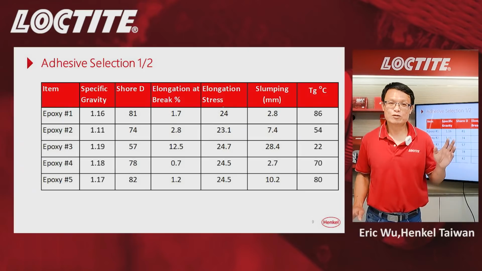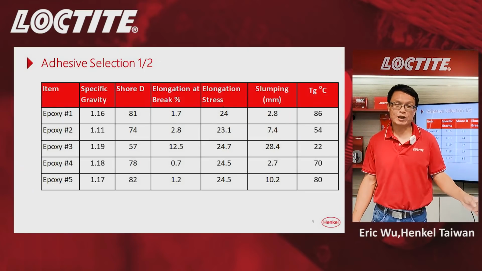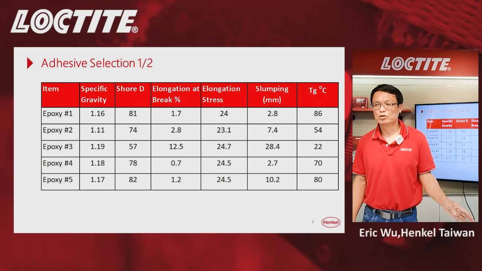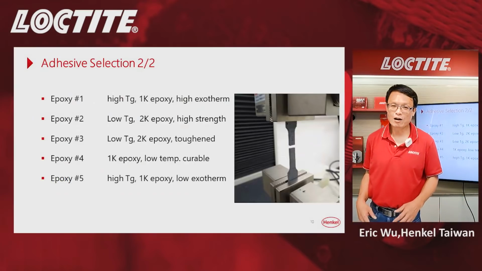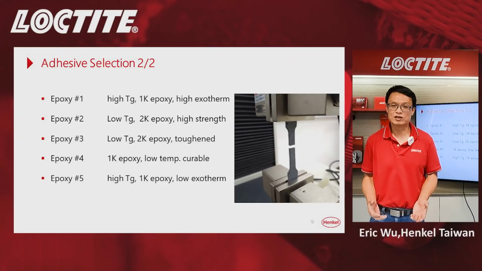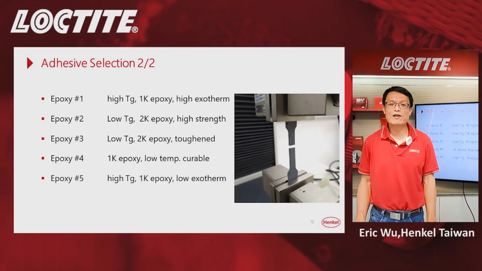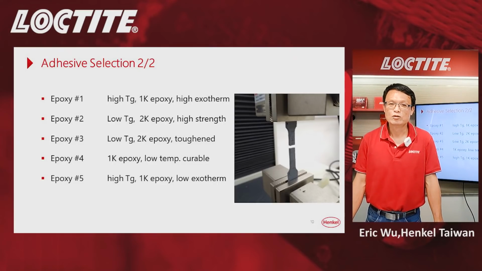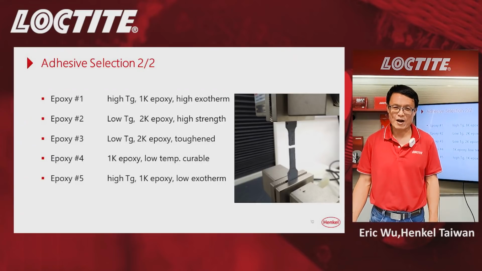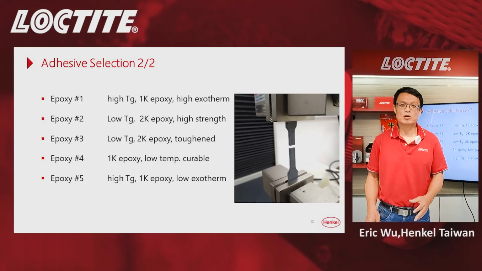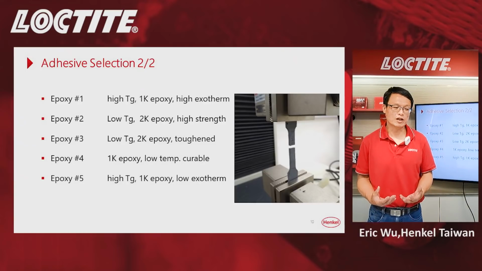But instead of explaining this spreadsheet, because it is all numbers, I would like to give you a briefing on how each candidate looks. There are 5 epoxies in total that we collected. We give them codes from epoxy code 1 to epoxy code 5. Each code represents a different feature of the adhesive.